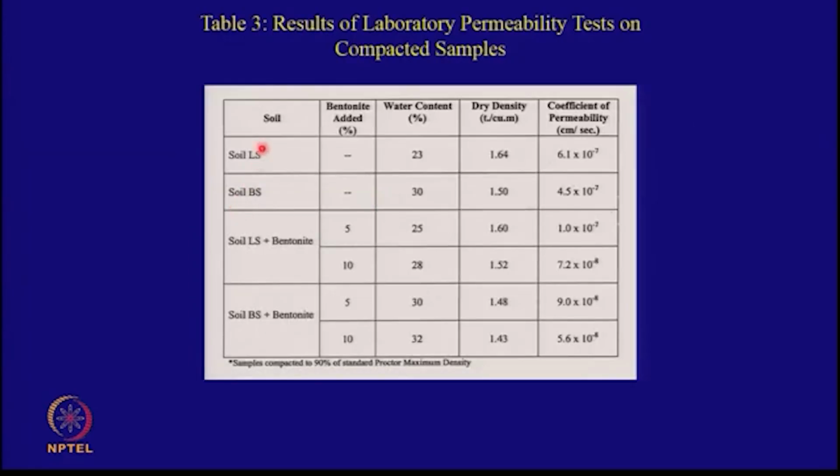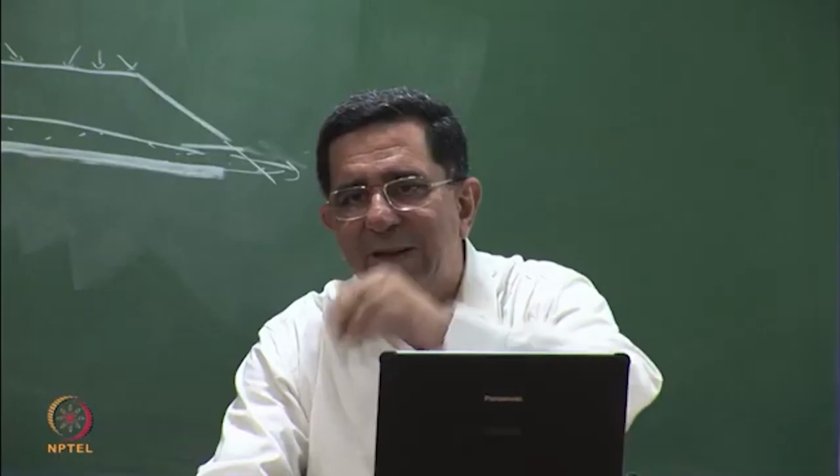When I took the local soil and the borrow area soil, the permeabilities were 10 to the power of minus 7. We were very happy. We wanted 5 into 10 to the power of minus 7, but this is for compacted soil, Proctor compaction. In a cut-off wall, you are not able to compact the soil. It is just sent in by slumping.